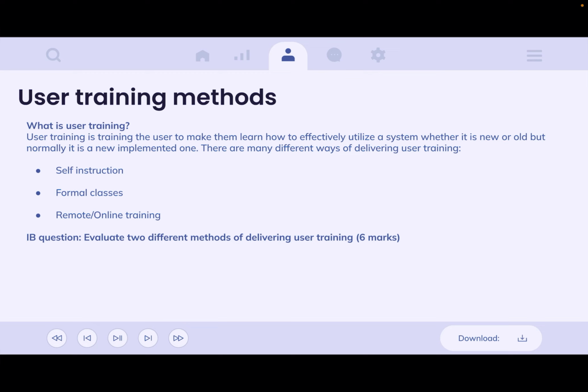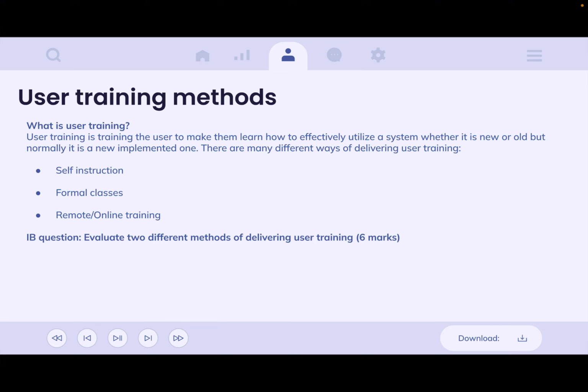Remote or online training. Here, an instructor trains one user or a small group of users by some kind of remote connection: Skype, Google Hangouts, FaceTime, Zoom, etc. An advantage is that it is very flexible with the location and time, as users can take the classes whenever and wherever they want. However, it has to be computer-based, so if the users don't have a computer or an electronic device near them, they can't attend the class.